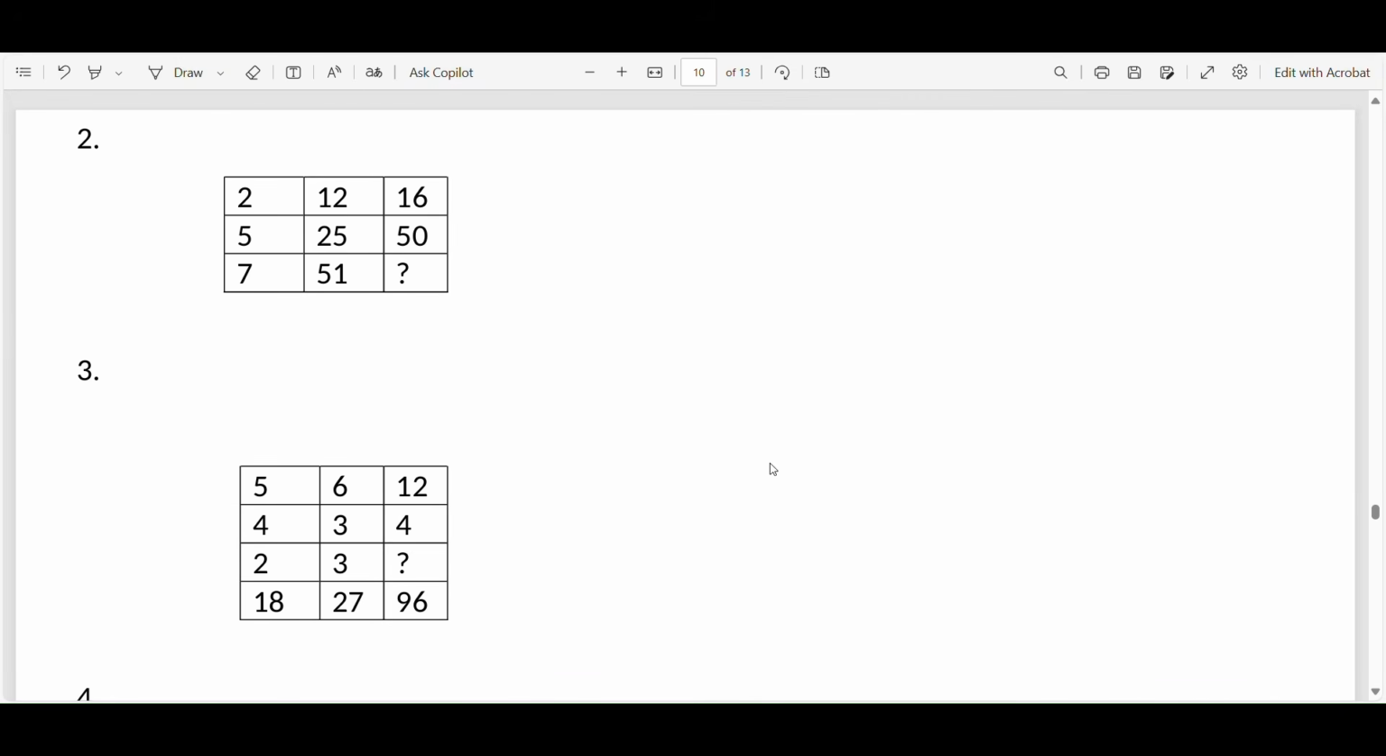We are having question number 2 in the same box, where you are having 2, 12 and 16, 5, 25 and 50, and 7, 51, question mark, right? So when you look at this, 12, what is the relationship between 2 and 12? It is multiplied by 6. 2 when multiplied by 6 will give you 12.